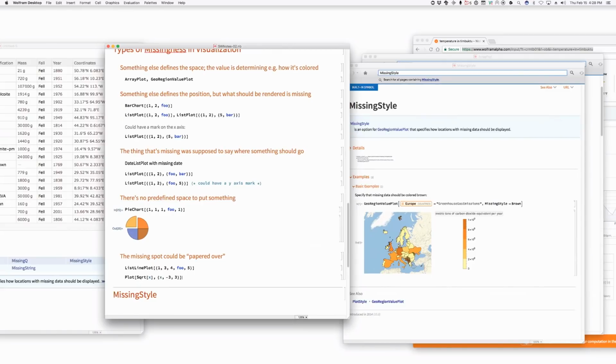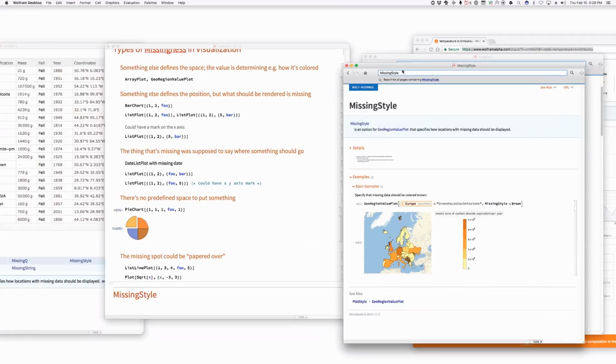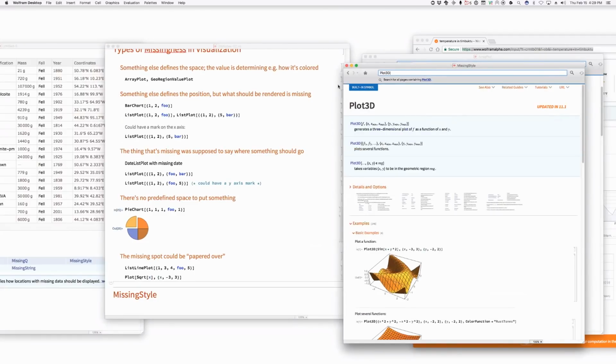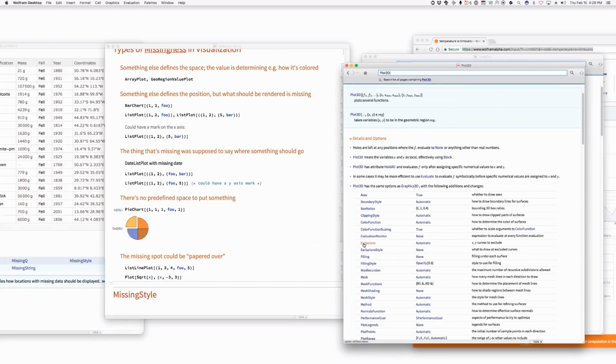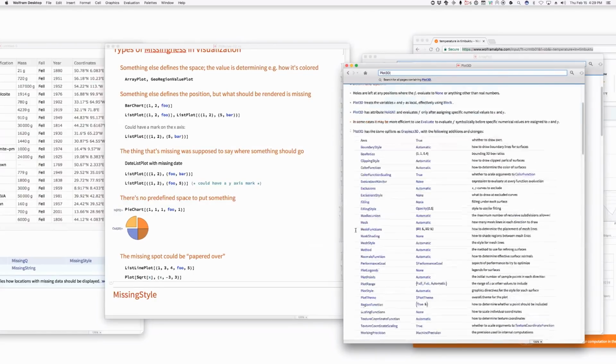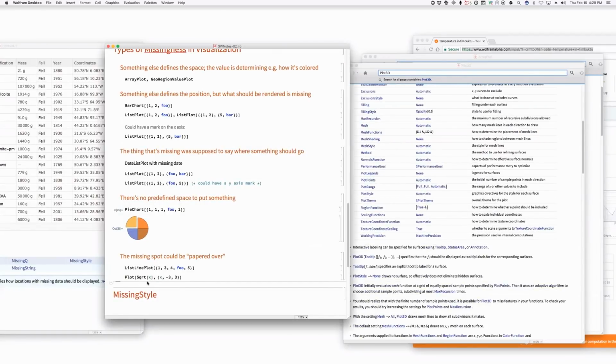But don't they already have a papering over mechanism? Not really. Doesn't Plot3D have a way of saying what to do when it's missing? No, it has a way of saying what to do if the plot range gets clipped, automatically. I see. Right. Okay, so that needs a missing style as well.